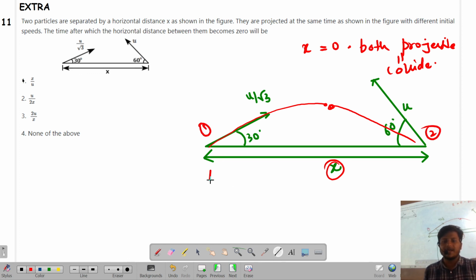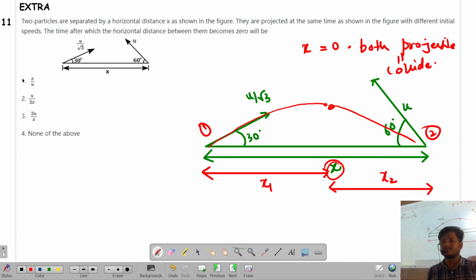From particle 1, at distance x1, the collision is happening. From particle 2, let's suppose the collision is happening at the distance x2. If the initial velocity and the angle of projection had been the same, then I would have considered similar distances, and x1 would have been equal to x2. But here, since the initial velocity and the angles of projection are totally different, x1 will not be equal to x2. Got it or not? Are you able to get me or not?